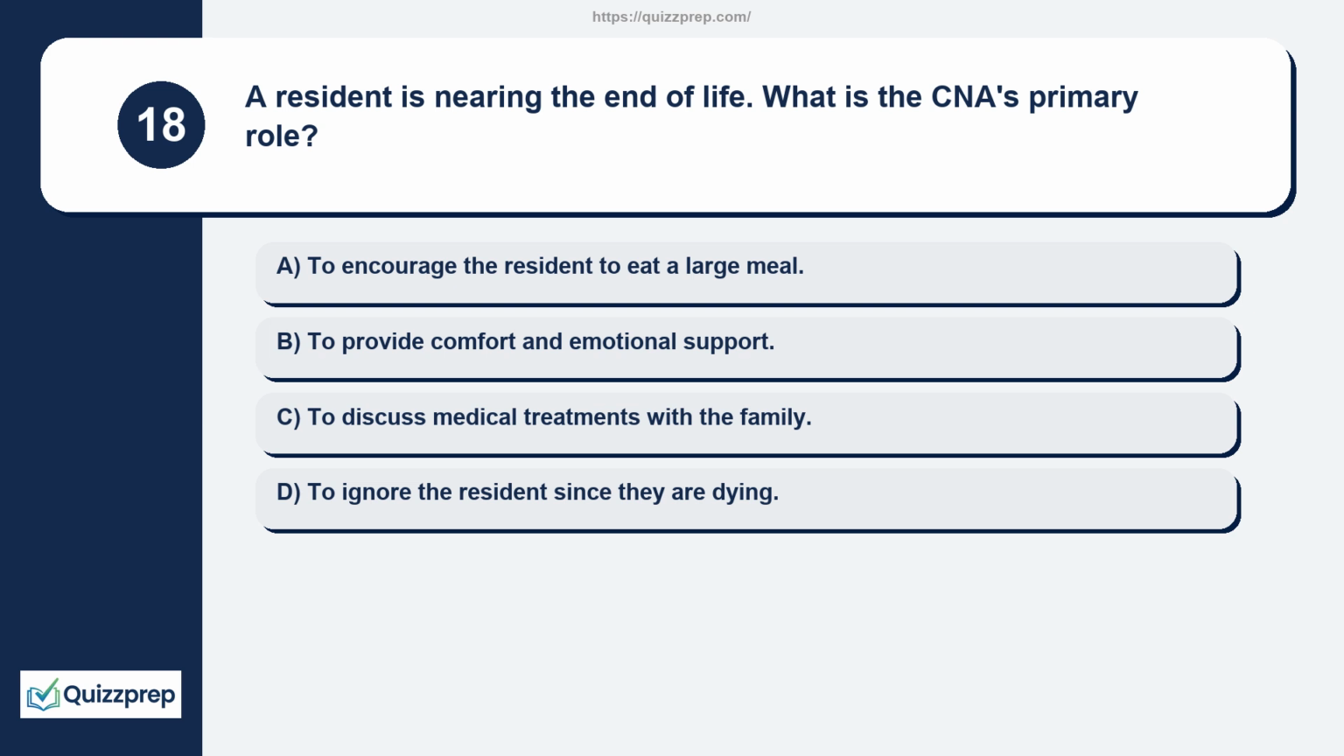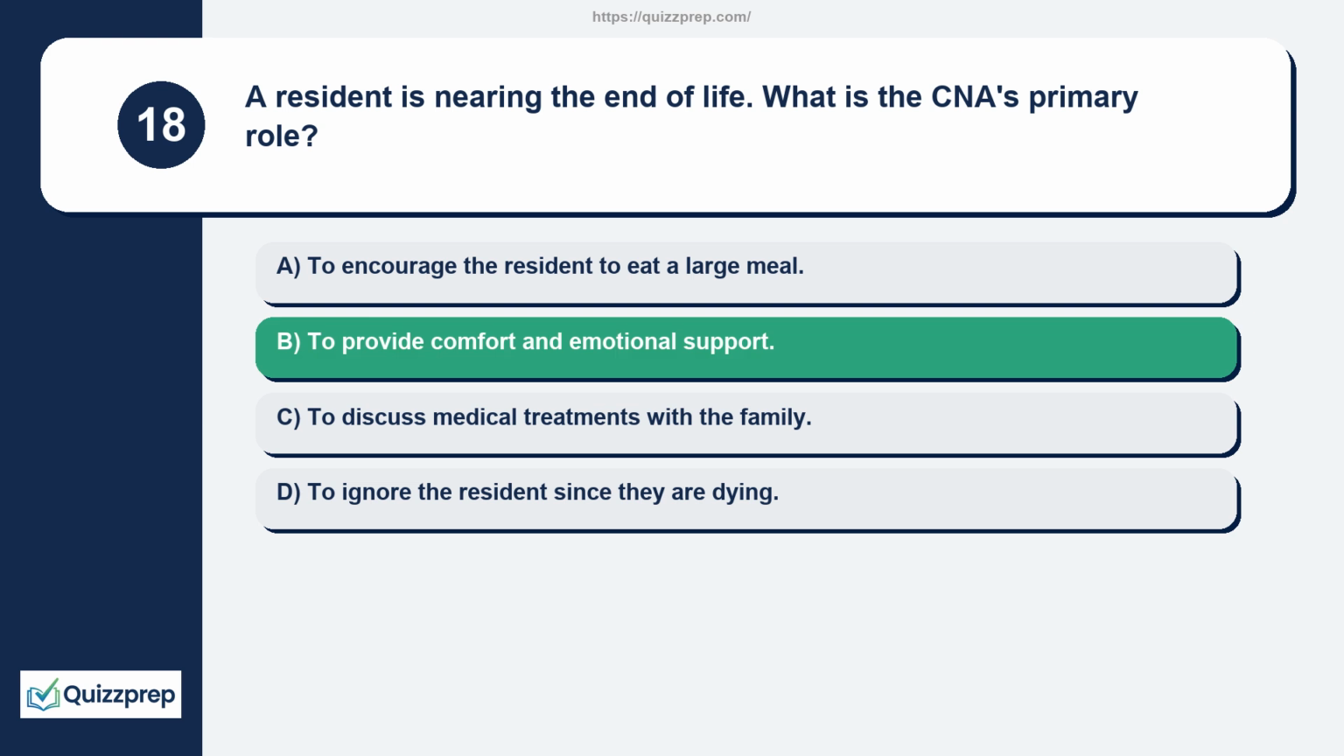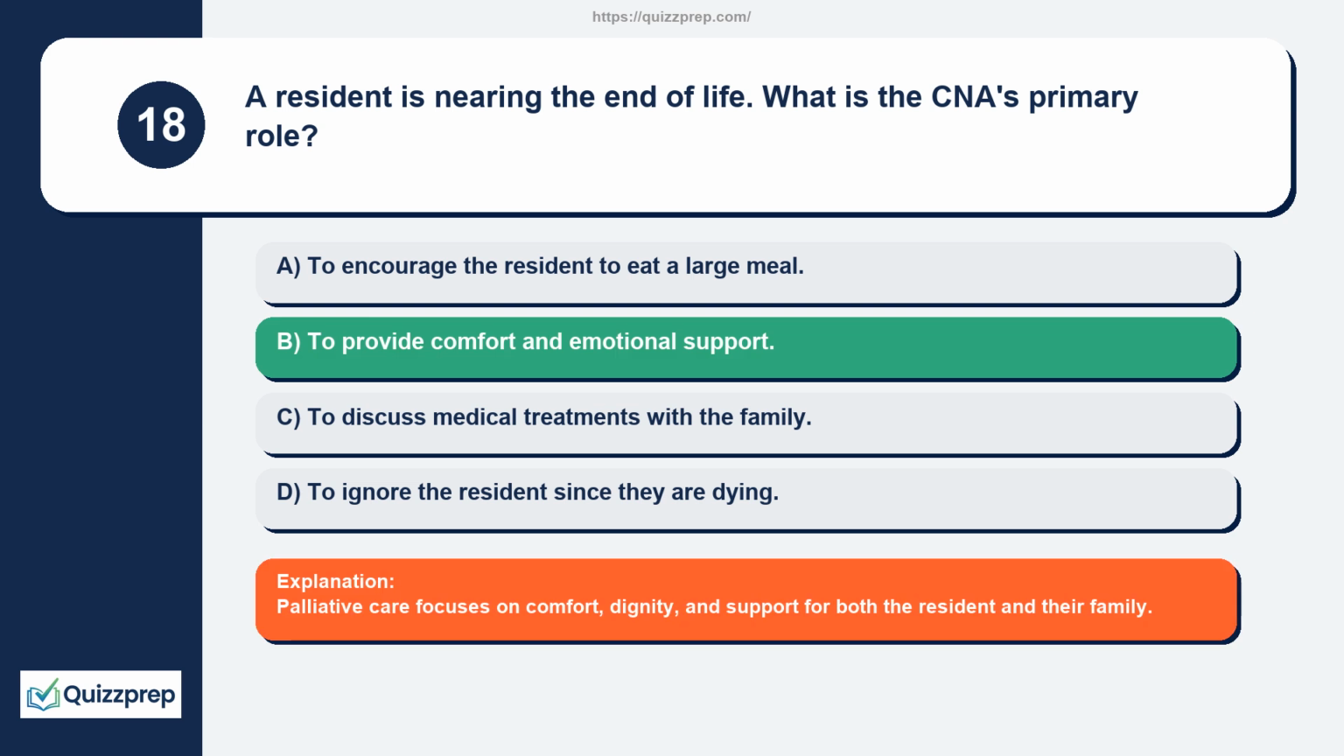Question 18. A resident is nearing the end of life. What is the CNA's primary role? To encourage the resident to eat a large meal, to provide comfort and emotional support, to discuss medical treatments with the family, to ignore the resident since they are dying. Palliative care focuses on comfort, dignity, and support for both the resident and their family.